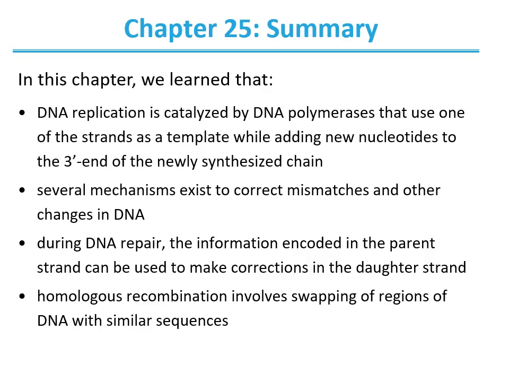In this chapter, we learned that DNA replication is catalyzed by DNA polymerases. They use one of the strands as a template while adding new nucleotides to the 3' end of the newly synthesized chain. We learned several mechanisms exist to correct mismatches and other changes in DNA. We also learned that during DNA repair, the information encoded in the parent strand can be used to make corrections in the daughter strand. We learned that homologous recombination involves swapping of regions of DNA with similar sequences.